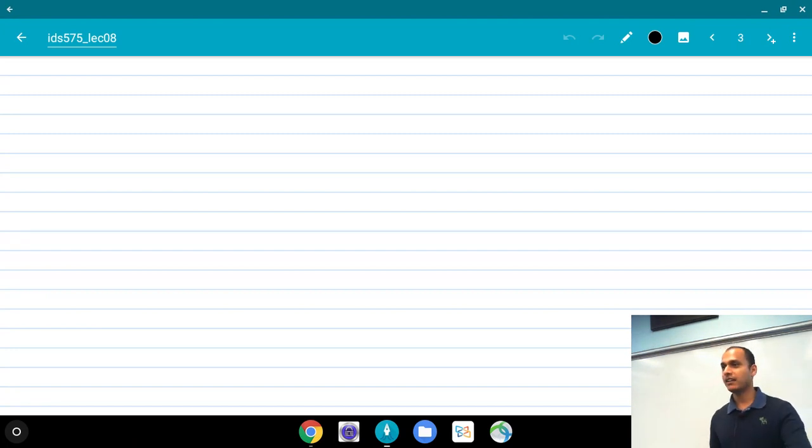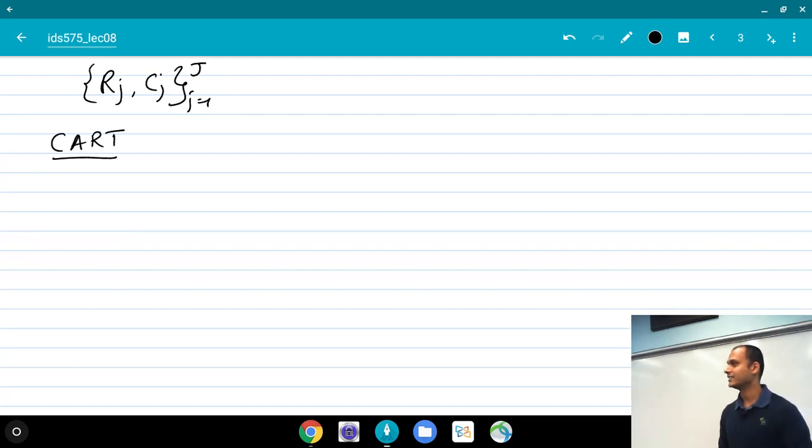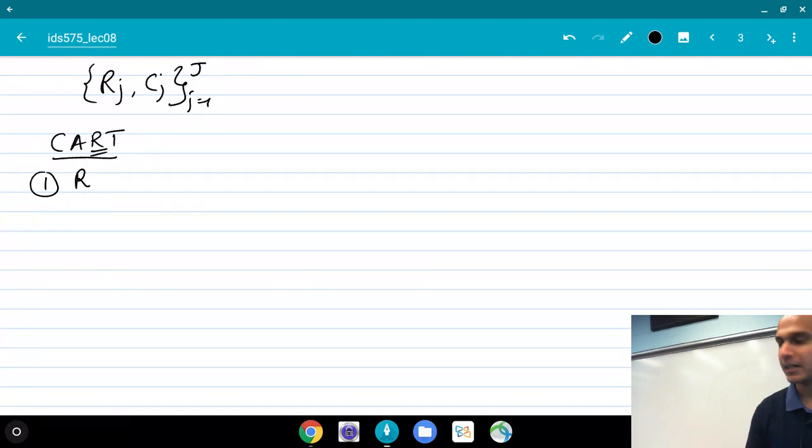So that was the model description. Now we are directly jumping into optimization, which means how do we select these regions, the RJs and CJs? These are the parameters. There are different ways to construct a tree, and the way we're going to look at today is called CART, defined 30-40 years ago. We'll look first at regression trees, the R part of CART, Classification and Regression Trees.